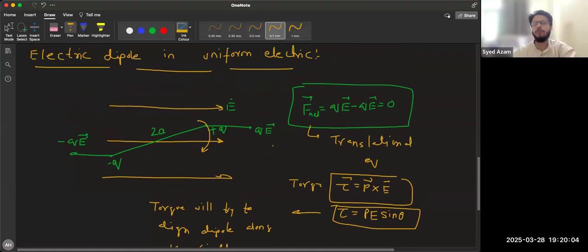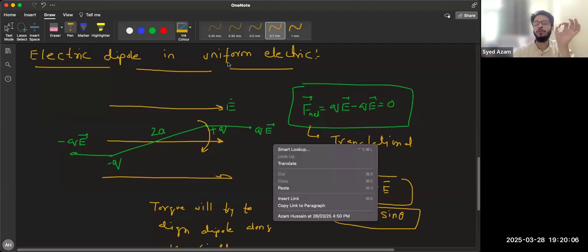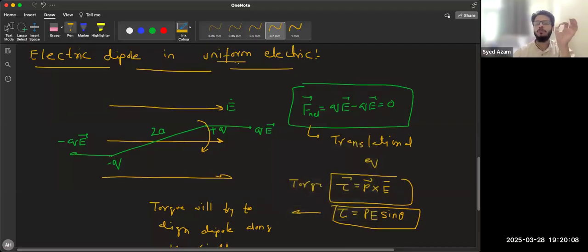For the time being, if you place a dipole in a uniform field, a field in which both magnitude and direction do not change with position, the net force on the dipole is always 0. It's irrespective of the angle theta between the dipole moment and the field. But the dipole will experience a torque, P cross E or PE sin theta. This torque will try to align the dipole along the direction of the field.